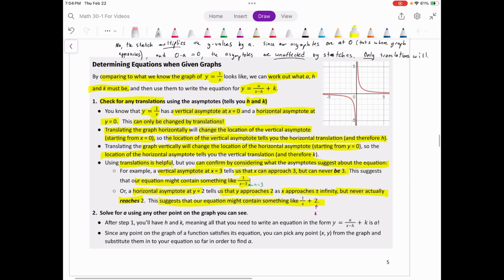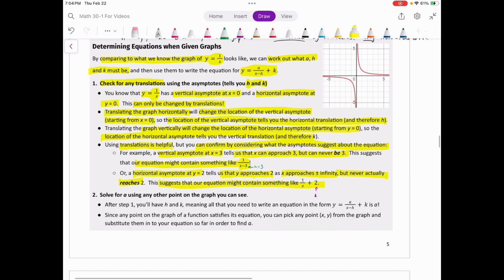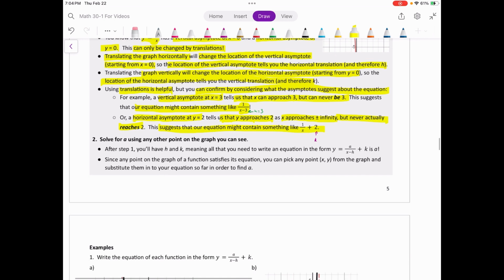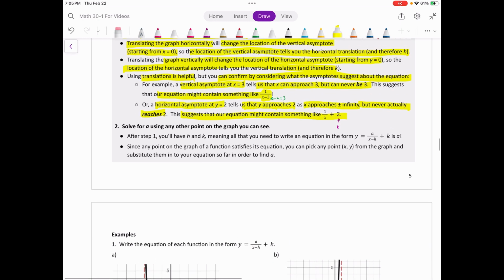Now that we've got our h and k, like I said, 2 down, we got h, we got k. All that's missing to write the equation is a. Honestly, the simplest way to solve for a is to use any other point on the graph we can see. It's great if we can use a y-intercept or something, that just makes the math work out nicely, but it doesn't necessarily need to be the y-intercept. It's just any point you can see that's nice to read and you don't have to estimate, right?